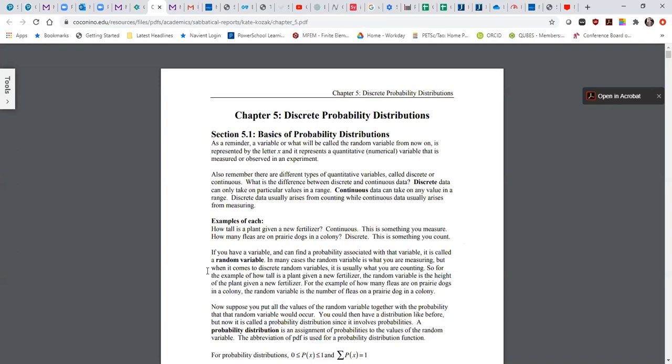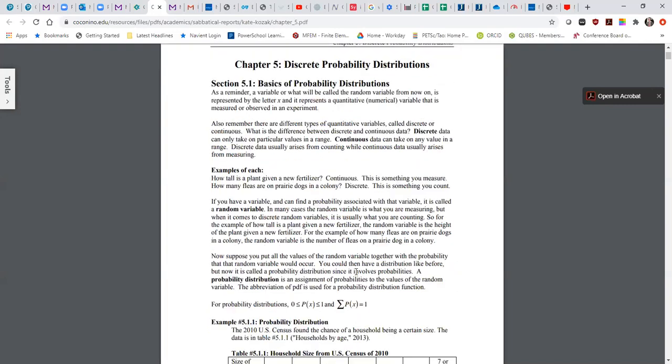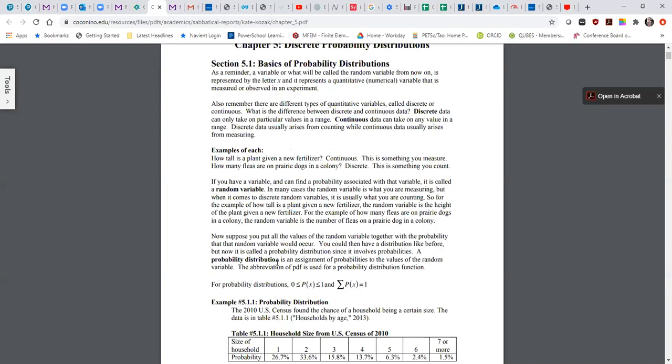And remember you have a random variable. The probability associated with a variable, we call it a random variable. And a probability distribution is the assignment of probability to values of a random variable, right? And usually using the PDF, the probability distribution function.